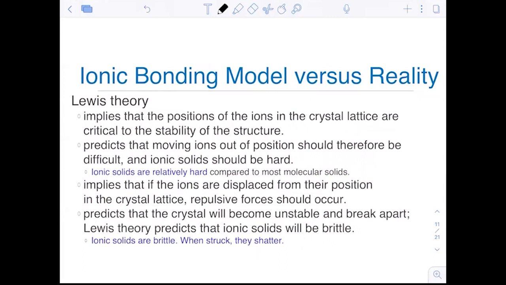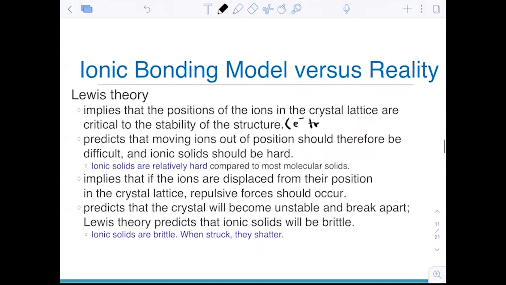A little bit more about Lewis theory. It implies that the position of the ions in the crystal lattice are critical to the stability of the structure. We will see how it's not just the electrons transferred. Yes, the electrons are going to transfer, but another important part is building up that lattice. We'll see why that's so important when we start looking at real life calculations and what we've observed in the lab. It also predicts that moving ions out of the position should be difficult.